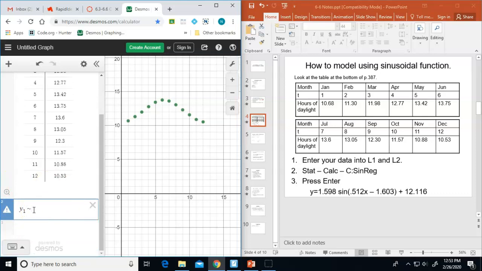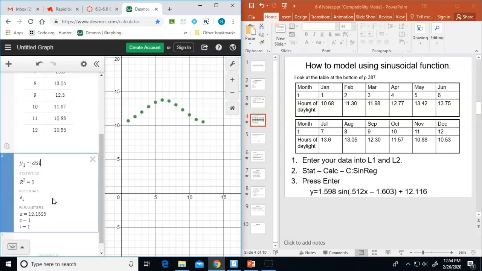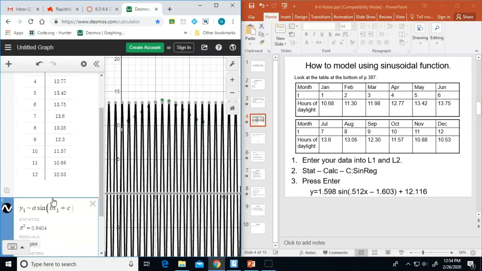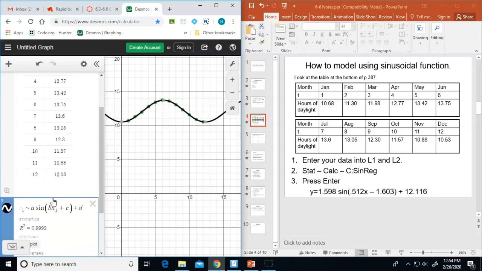And instead of typing equals, I'm going to type the squiggle. If you do shift and the key up there beside your 1, your squiggle should be there, at least that's where it's at on my keyboard. And then just type A sine, parentheses, B. Instead of typing an X, I'm going to type an X1, plus C, plus D. And it just shows up.